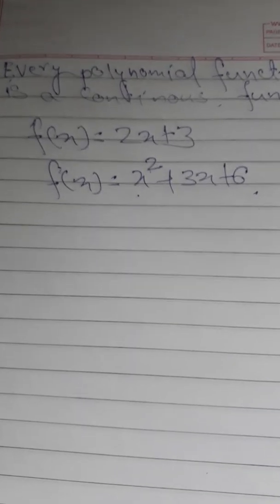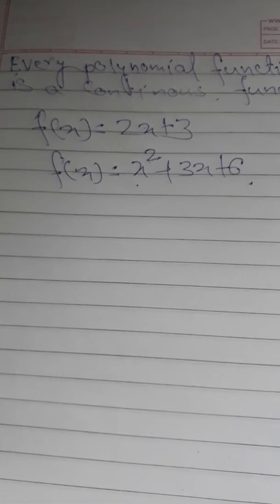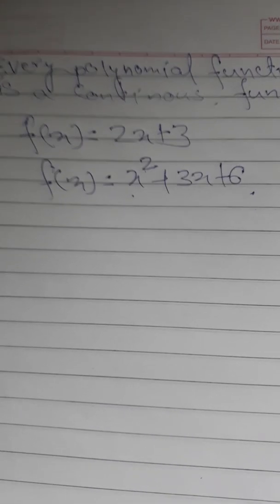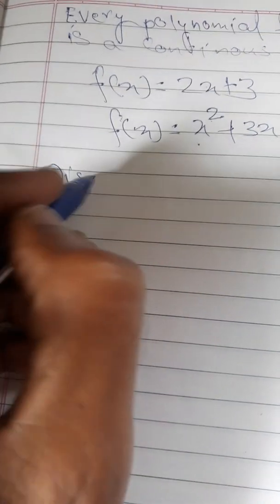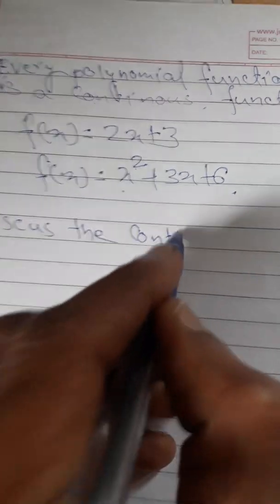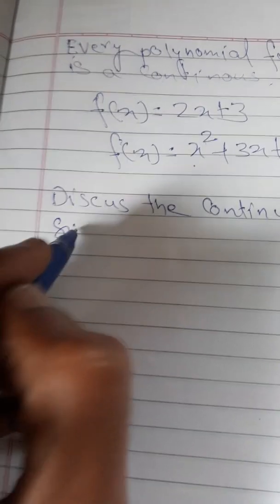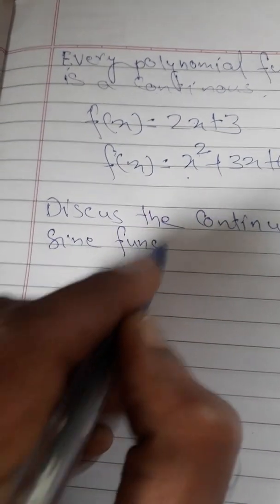Now what about the trigonometric functions? We also have to see the trigonometric functions. Trigonometric functions are sine theta, cos theta, tan theta, and all those things. So we shall see the continuity. What about the continuity of these trigonometric functions? For that, the question is, discuss the continuity of the sine function.